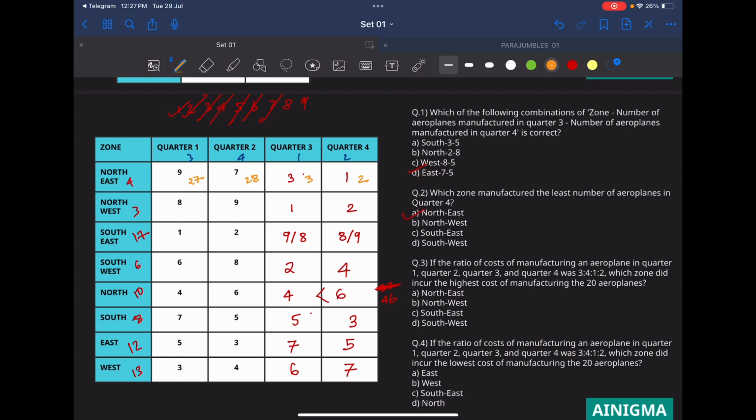Then we have Northwest. Northwest is 8 threes are 24, 9 fours are 36, 1 ones are 1 and 2 ones are 2. Then we have Southeast and Southwest. Okay, so first 4.